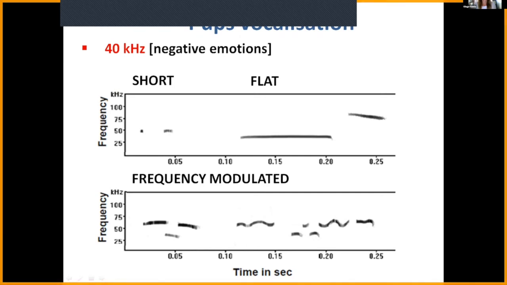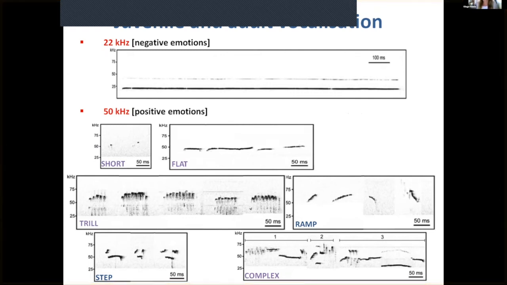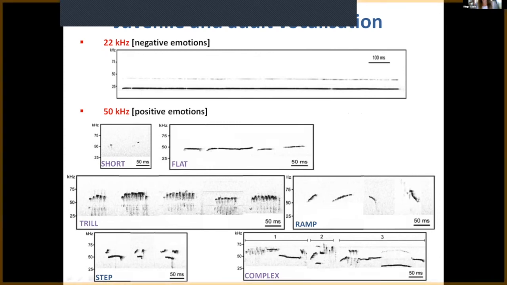Then we have 22 kHz calls, also known as alarms, emitted by juvenile and adult rats. And these 22 kHz calls are also associated with negative emotions caused by fear or anxiety. But these 22 kHz calls may also serve as a defense mechanism informing about the presence of the aggressor.